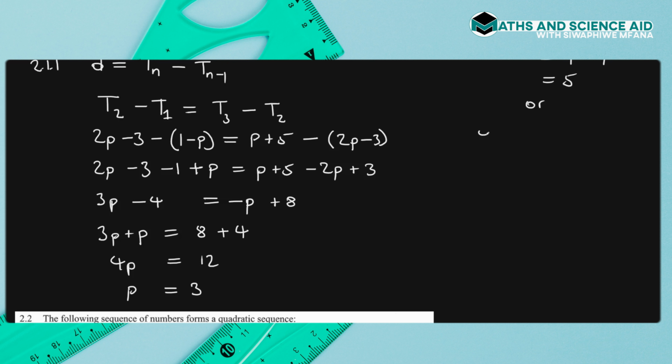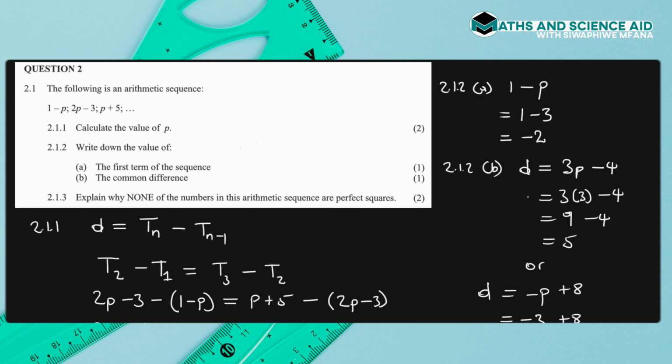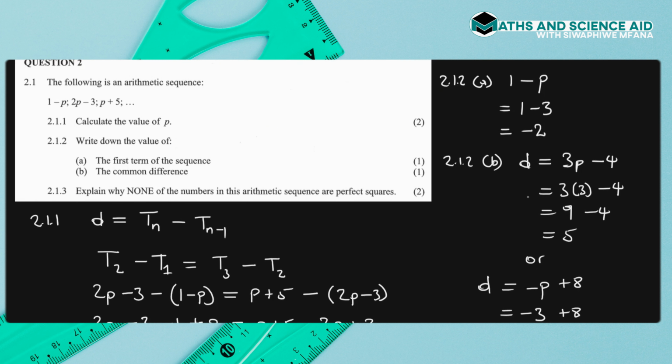Even if we calculate the difference using this expression, we must still get the same answer. Again, remember that p is 3, so here we'll have minus 3 plus 8. And obviously, this is also equal to 5 as expected. So that is how you can do 2.1.2b.